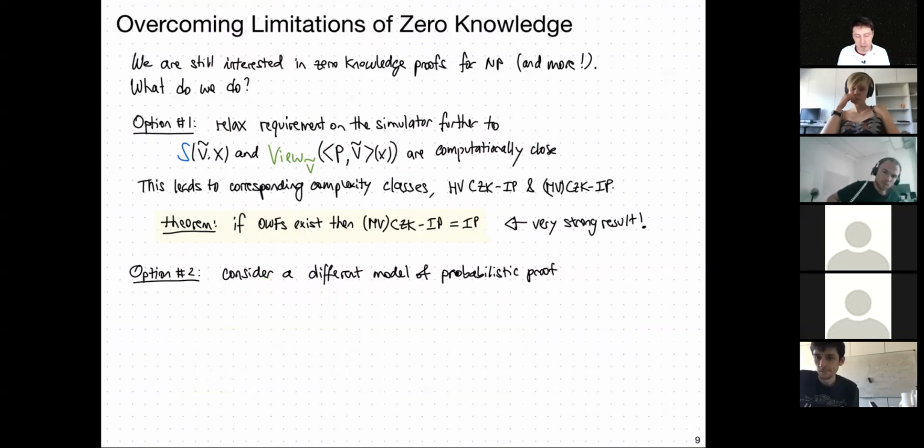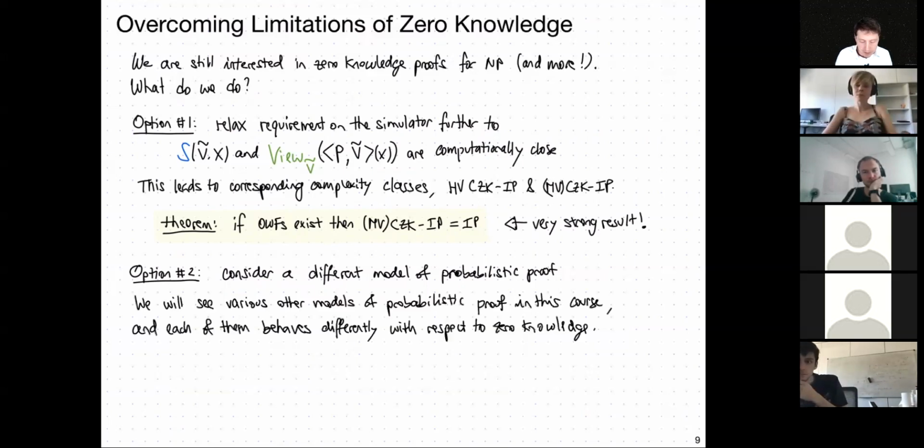You just say, look, I don't want to talk about interactive proofs. Let's talk about something else. And in fact, in this course, we do talk about other proofs as well. There's IOPs, there's PCPs, other types of probabilistic proofs, and zero knowledge behaves a little bit differently in each one of them. It just so happens that interactive proofs are particularly limited.